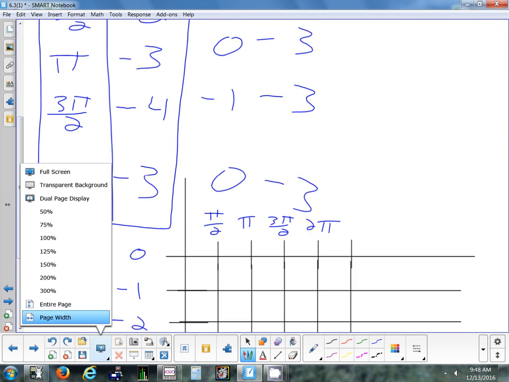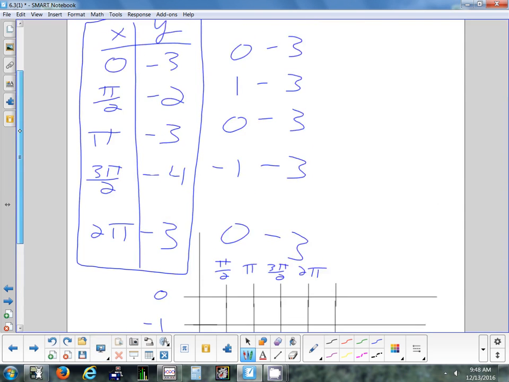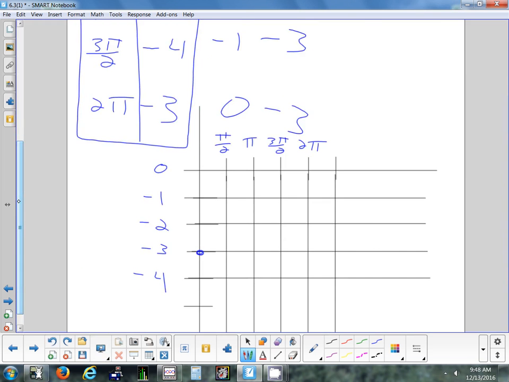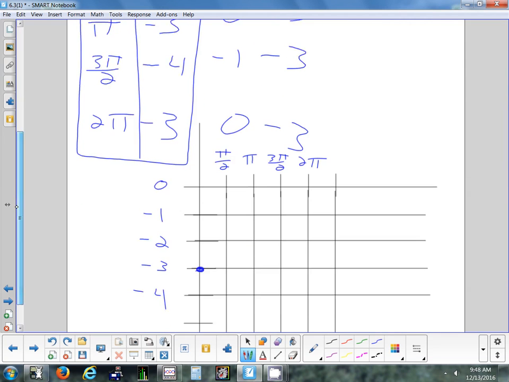All right, so let's graph it. So we got 0, -3, pi over 2, -2, pi, -3, 3 pi over 2, -4, and 2 pi, -3. Those points look nice and even, so we should be good. So that's your sine function shifted down 3 units. Okay, so any questions on that?